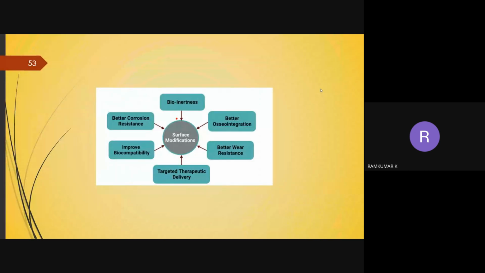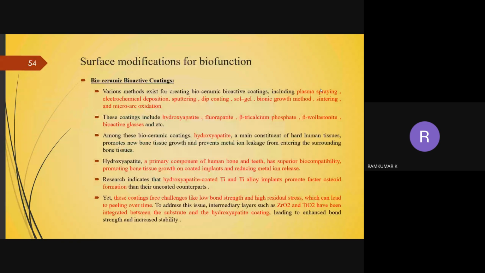So here you can see the benefits of surface modification. It will provide better corrosion resistance, biocompatibility, targeted therapeutic delivery, better wear resistance, and better integration. The next one is about bioceramic bioactive coatings. These bioactive coatings are applied using plasma spraying, electrochemical deposition, sputtering, dip coating, ionic growth methods, sintering, and micro-oxidation. The coatings used include hydroxyapatite, fluoroapatite, and beta tricalcium phosphate. Like this, they use various coatings.